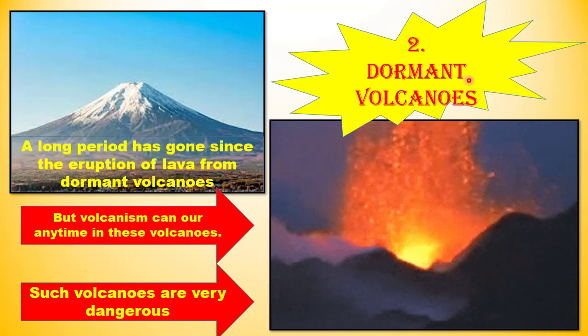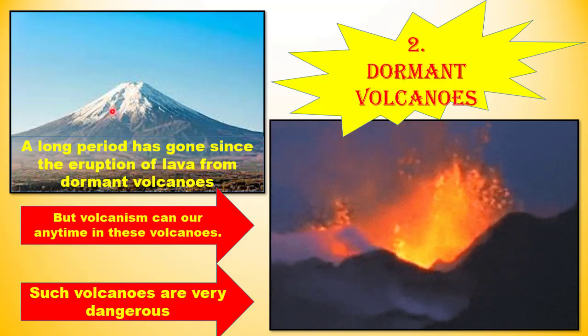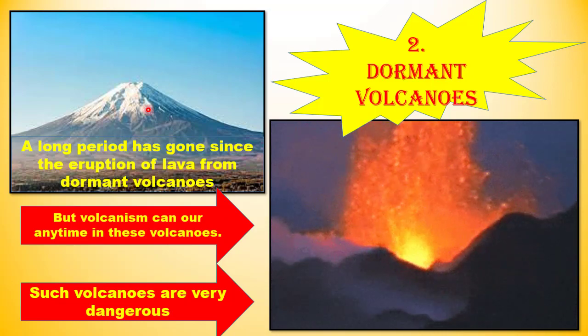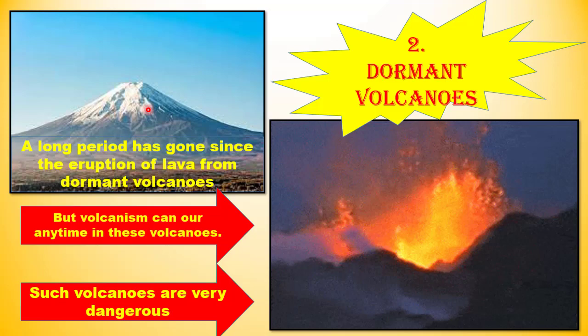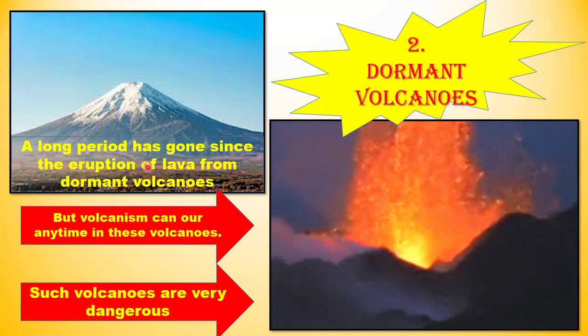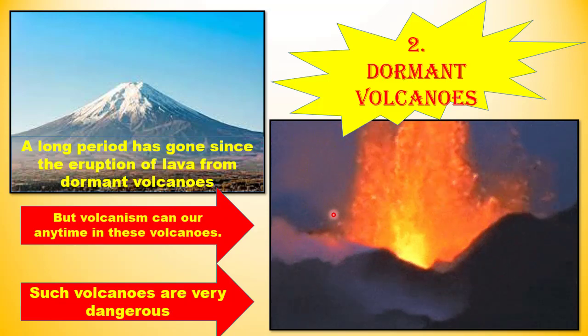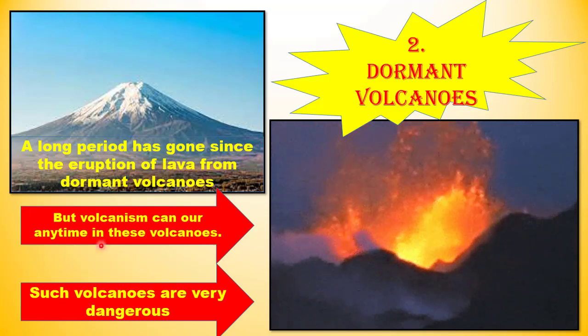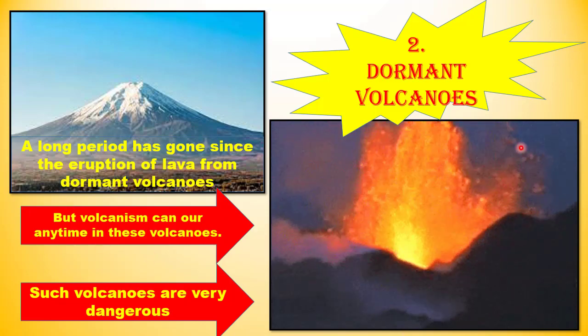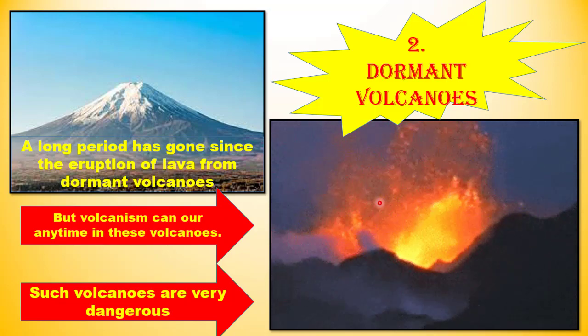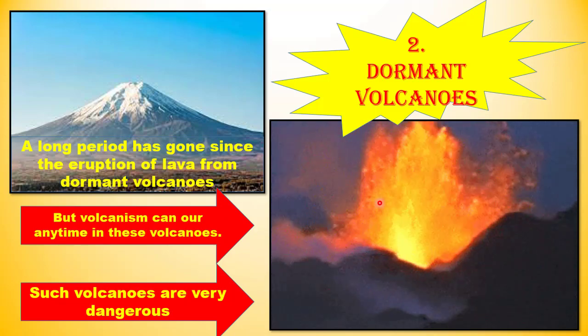So here, in the dormant volcanoes, there is no evidence that eruption of lava is there, but after some time lava can erupt anytime in these volcanoes. So that's why these volcanoes are very dangerous for us, because we are not prepared for it.